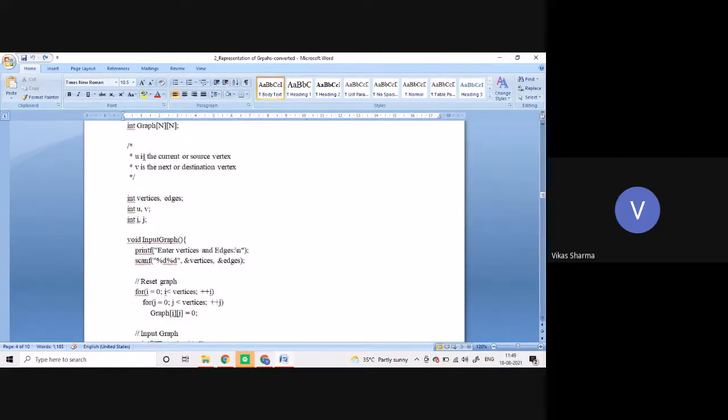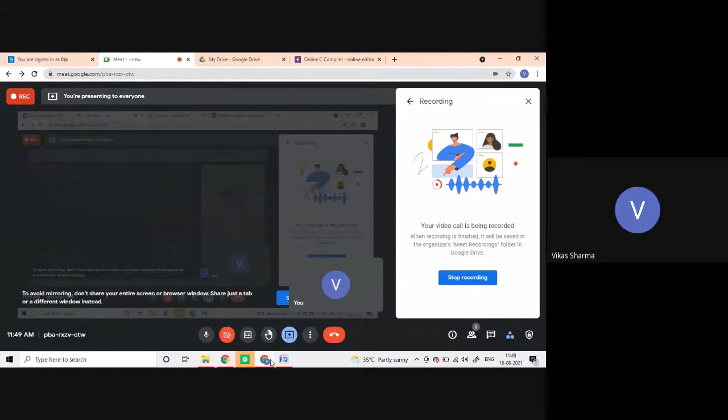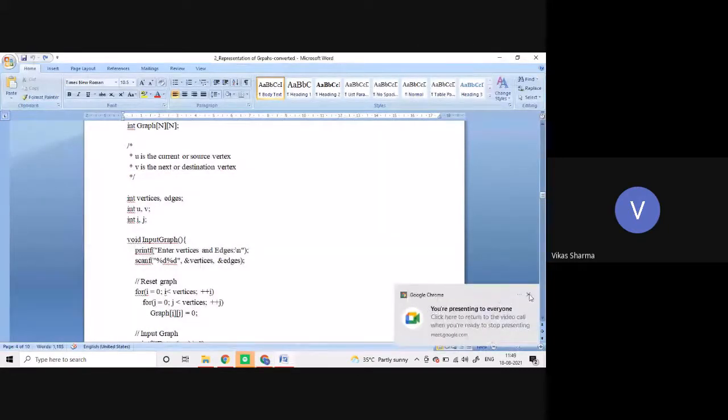So we are taking u and v as vertices and edges. u is the current source vertex, and v is the next destination vertex. So u and v are connected by an edge marked with 1. We are taking void input_graph(), and we are giving the command printf, enter vertices and edges, with a newline. We are taking only integer values, so we are putting only %d for vertices and edges. So we are taking all the vertices and edges. Okay, next is reset graph.